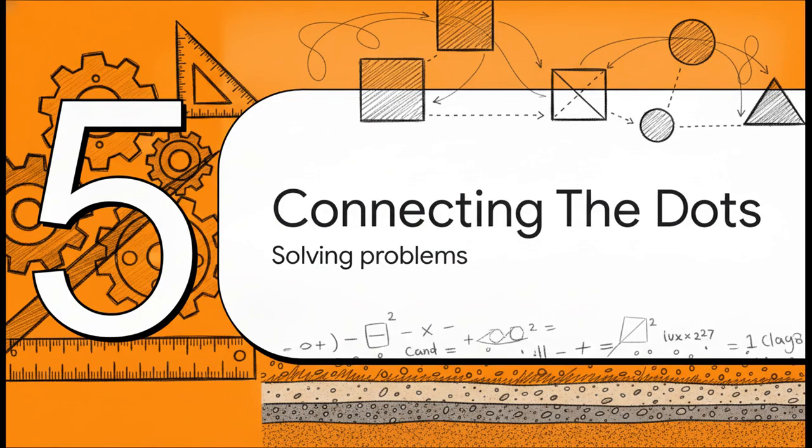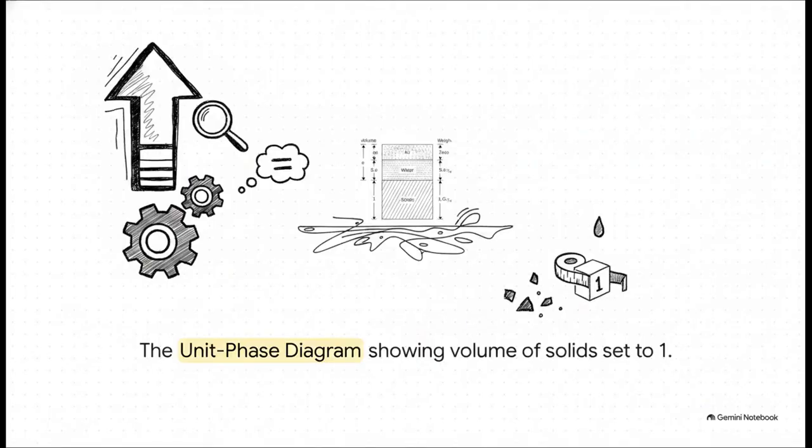And finally, Section 5, connecting the soil dots. So, how do engineers solve massive, real-world problems without getting bogged down in impossible calculations? They use a clever mathematical cheat code called the unit phase diagram. Instead of dealing with millions of cubic yards of real-world dirt, they construct a theoretical model where they set the volume of the solids to exactly 1. Because our void ratio E is just the volume of voids compared to the volume of solids, if solids equal 1, then the volume of the voids is simply E. It literally turns a chaotic algebra nightmare into simple, elegant arithmetic.